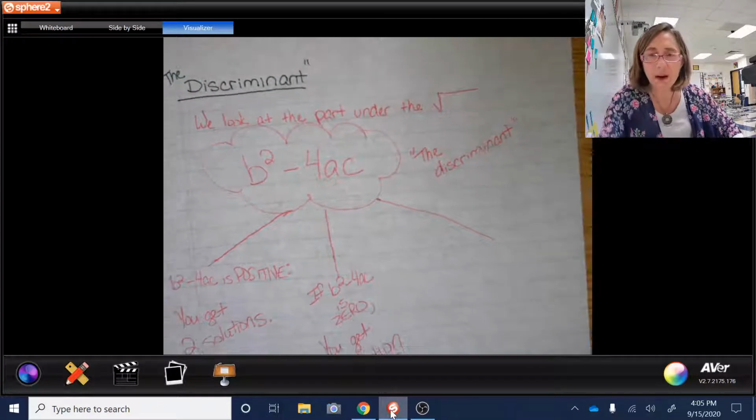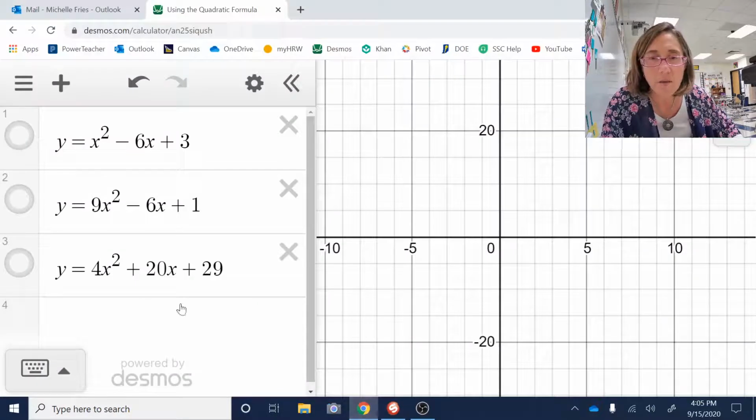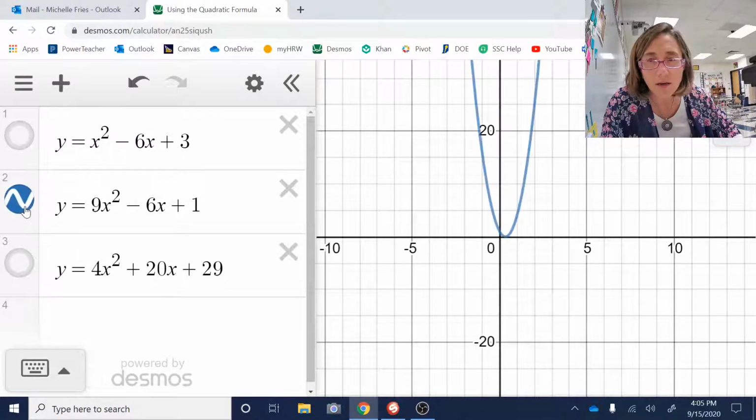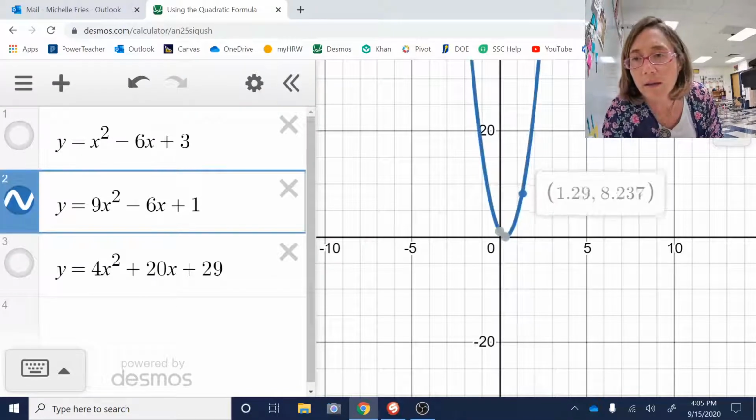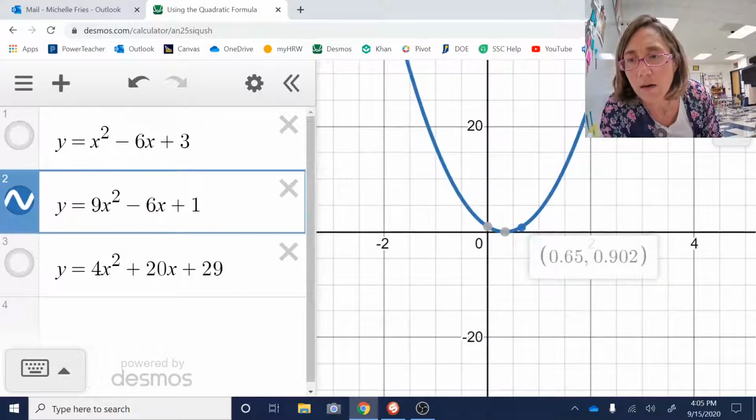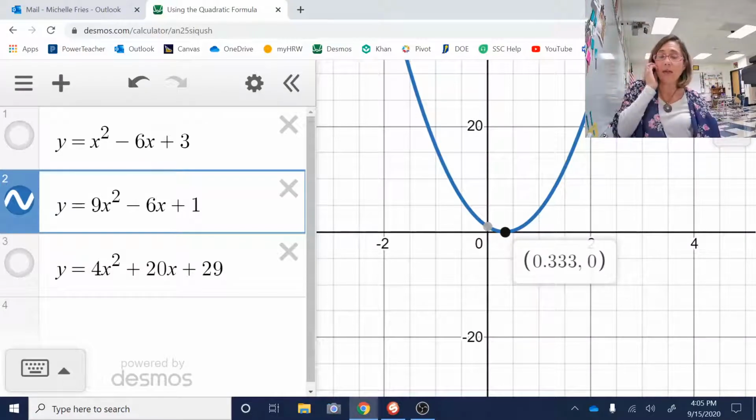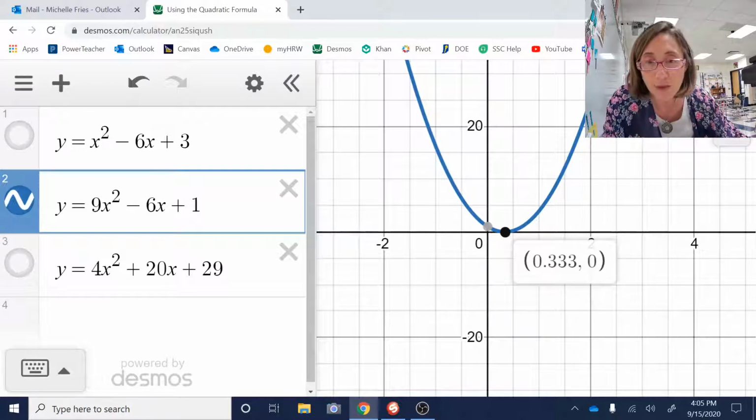So let me show you that on the graph so you remember it. Let me go back over here. It was the second one that we did here. So if I look, let me zoom in a little bit here. Okay. So my x-intercept happens to be also at the vertex, okay? So that number, that 1/3, 0.3 repeating is 1/3, that is my only solution, my only x-intercept. Only root, only 0, if you wanted to say those things. And that comes from the discriminant being equal to 0.